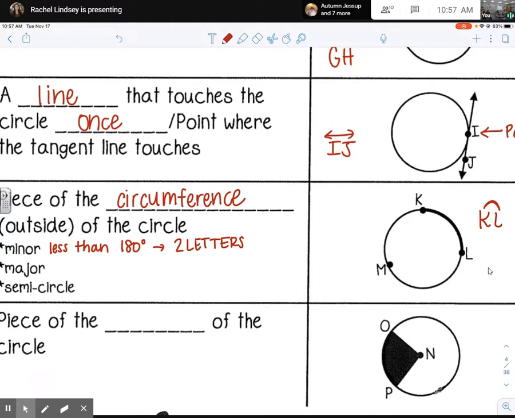If it's a major arc, it's more than 180, and you name that with 3 letters. Like we were talking about, this arc right here would be MKL, because it's bigger than half. And then when it's a semicircle, that means it equals 180 exactly. It means that it has endpoints on a diameter, which we'll talk more about later. And we name that with 3 letters as well.